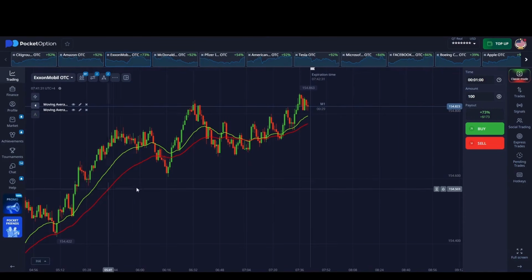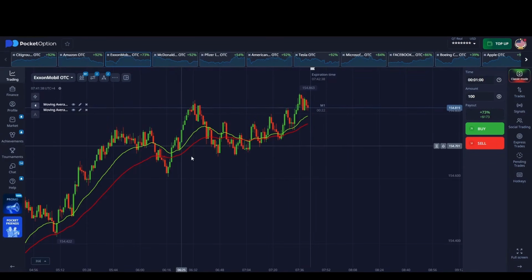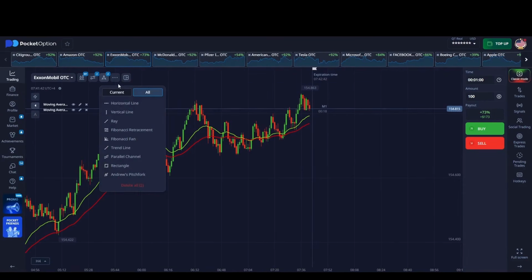As you can see here, the market is in an uptrend, and the price is touching the EMA and taking support from it. Whenever a candle closes above the EMA after taking support, you can place an upside trade in the direction of the trend.